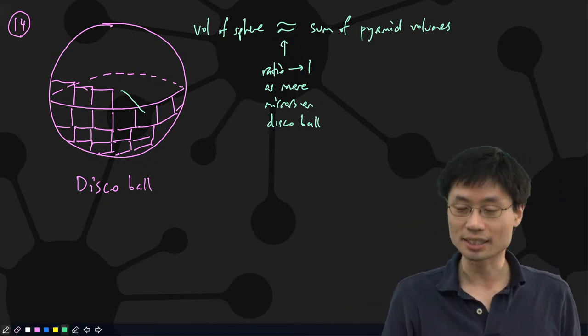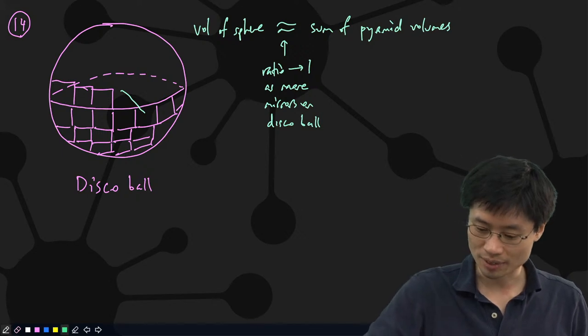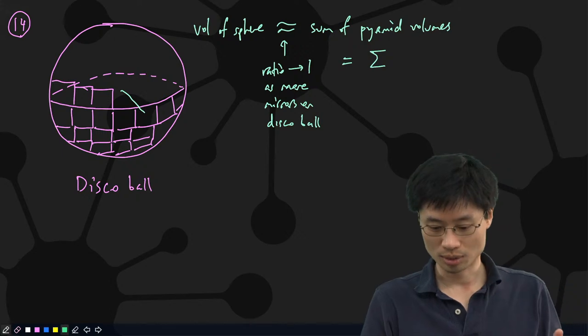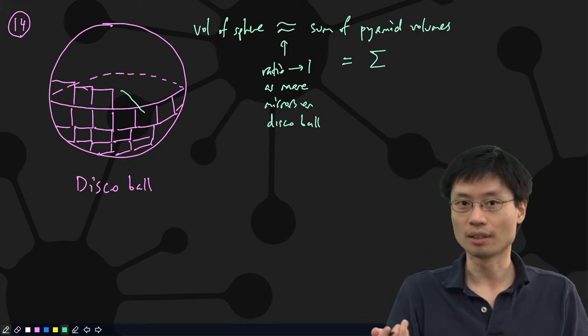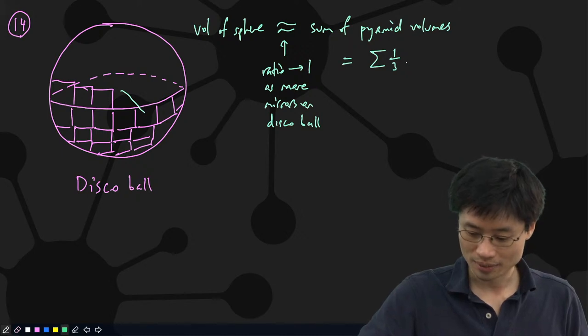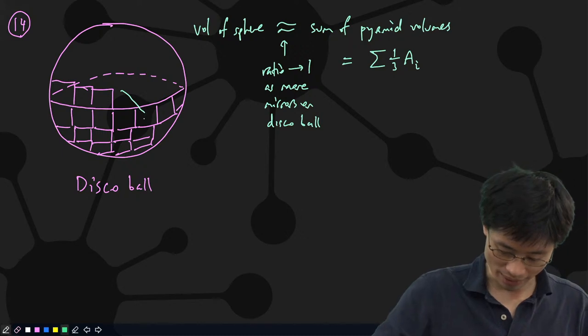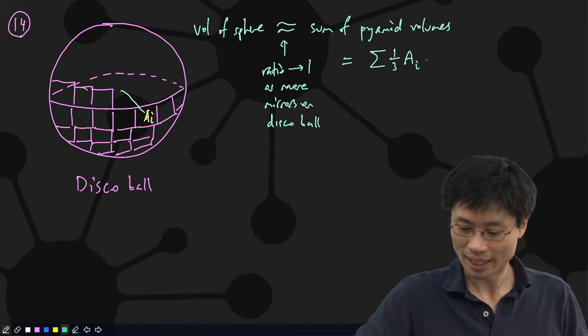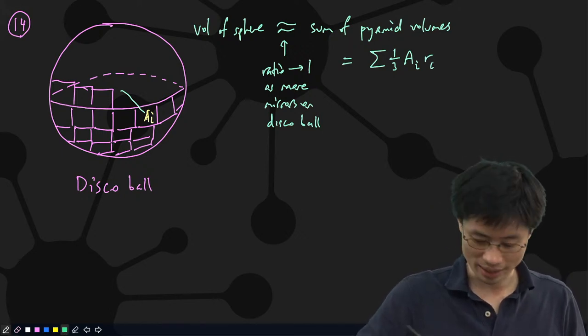And if that was the case, the sum of the pyramid volumes, what I have over here, is just the big sum of these little areas. So it's 1/3 times the area. Let's call it A_i. This would be the area of this particular mirror, A_i, 1/3 base area times height. But the height is that particular radius. I'll call it R_i.